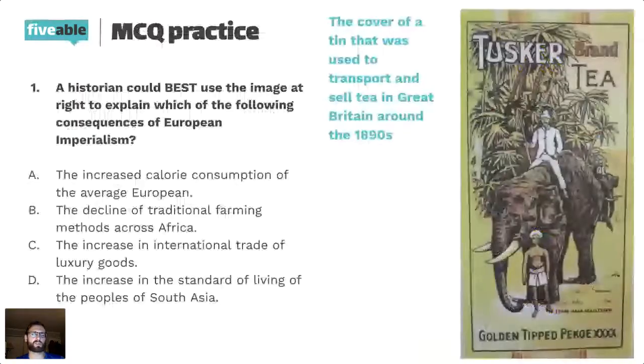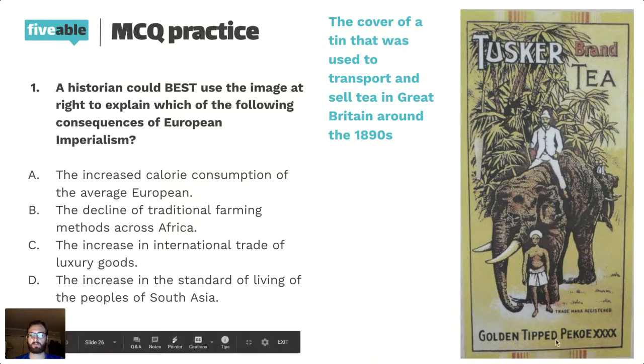Here's a multiple choice question. Just go ahead and throw this. Using this lovely picture right here, which is a tin that was used to transport and sell tea in Great Britain around the 1890s, Tusker tea brand. And pekoe is a kind of tea that's grown in what's now Sri Lanka.